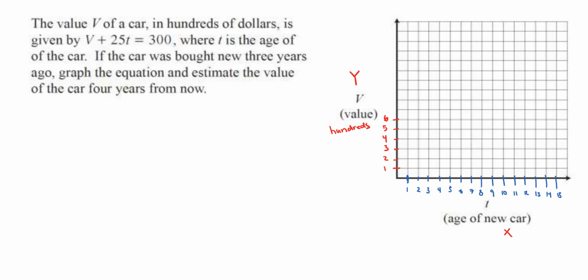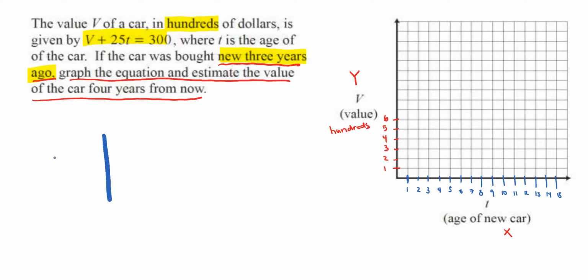So the value of a car in hundreds of dollars again is given by this equation now, where t is the age of the car, and the car was bought new 3 years ago. That's key. It's new 3 years ago. Graph the equation and estimate the value of the car 4 years from now. Okay, so what I'm going to do here is, I know the question says we're supposed to graph this, but I would like to set up a table of values first.